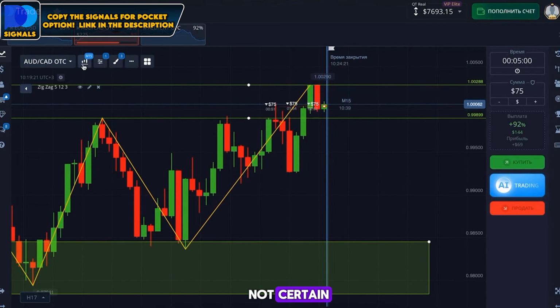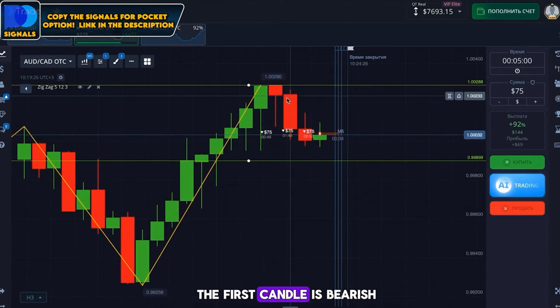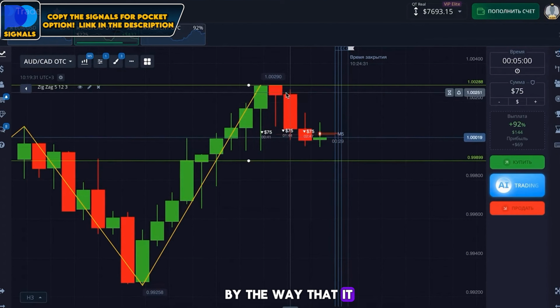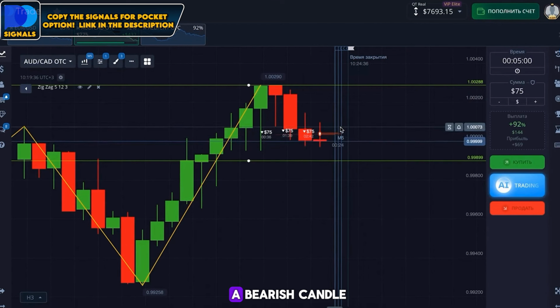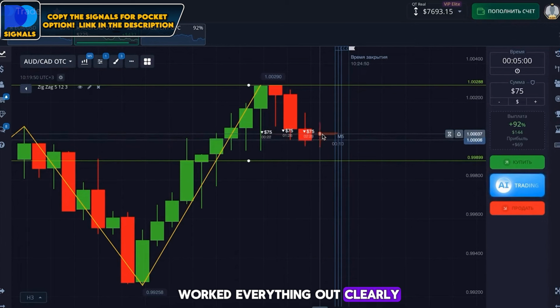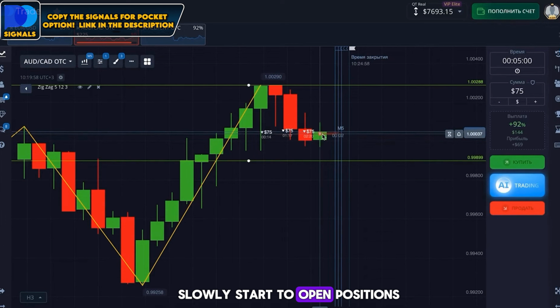But this is still not certain, so we switch to the 5-minute interval. Let's look at the candles. The first candle is bearish, the second candle is also significant. This is very good, by the way, that we have a significant bearish candle, and the second and third also confirm it as a bearish candle. So here we can add a few trades for a downward move, but we also don't rush and don't open a billion trades of 500 each on the same position. So here we have worked everything out clearly, looked at how it was on the 15-minute interval, checked the candles on the 5-minute interval, and only then we slowly start to open positions.